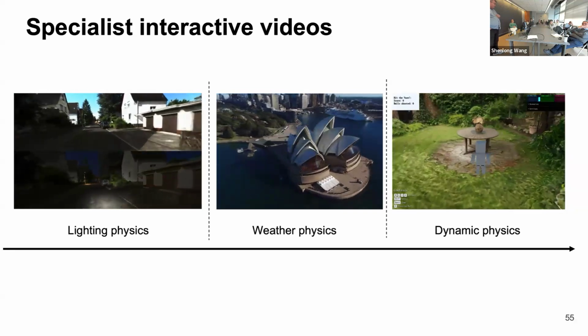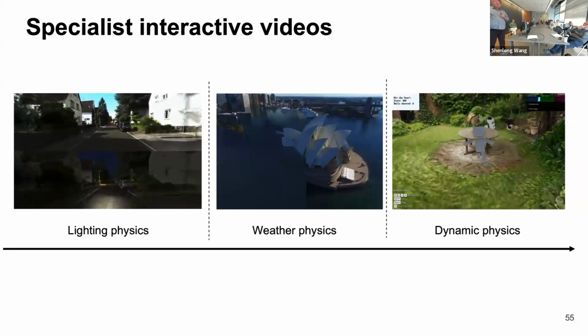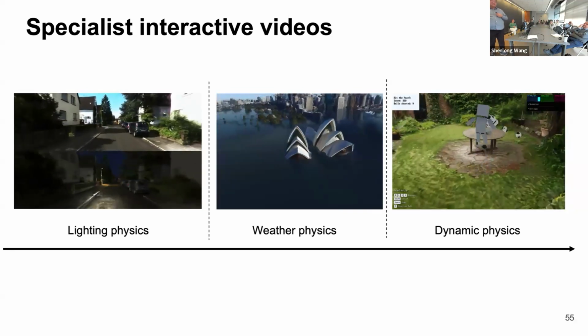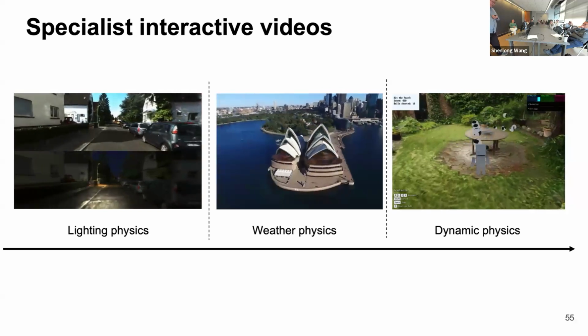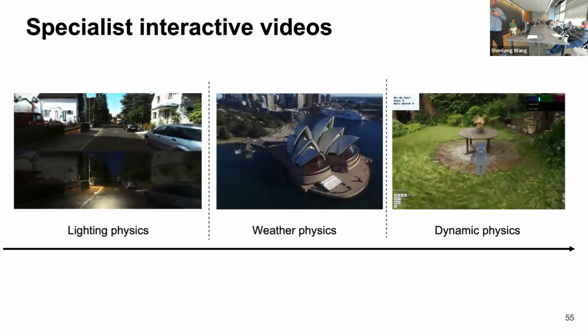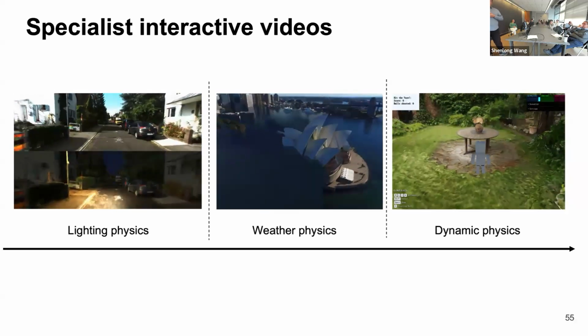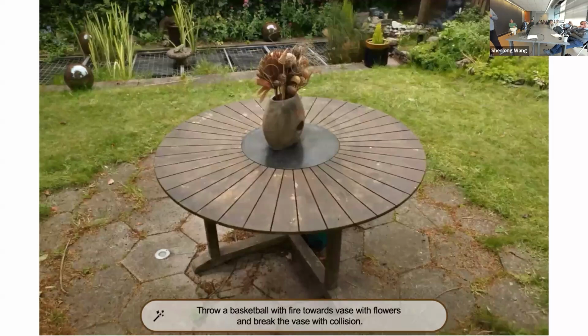All right. So far we discussed specialized interactions, like we have a specialized lighting physics model, weather physics model, or dynamic physics model, and so on. So now what if I want to ask, can I actually go for something crazy? Like I throw a basketball on fire towards a vase with flowers and then break the vase into different collisions. As you can see, right?